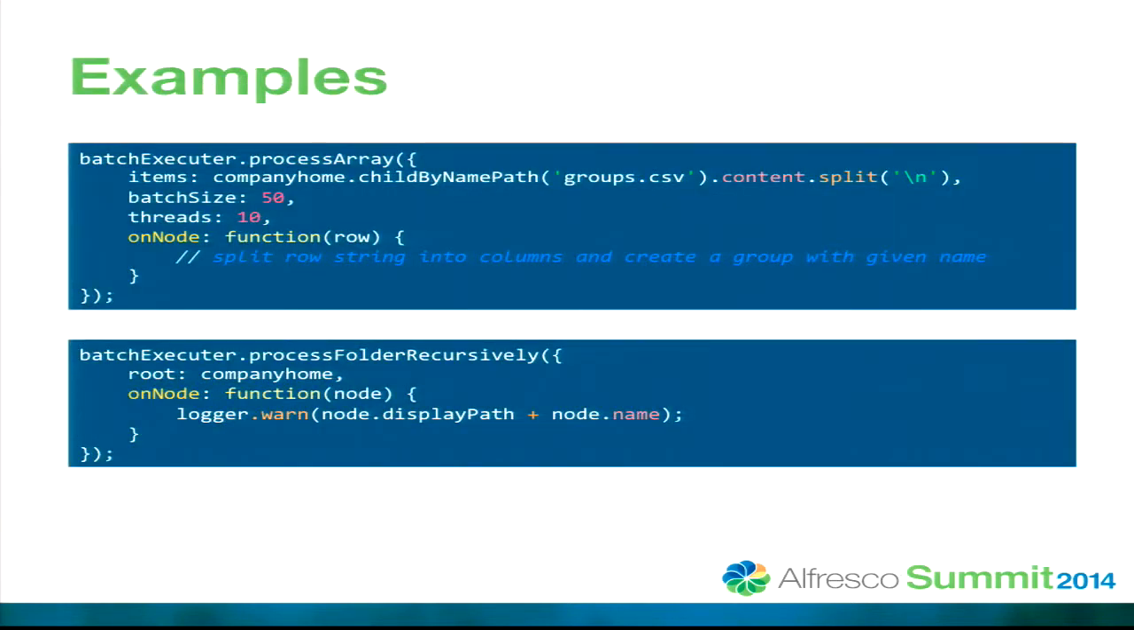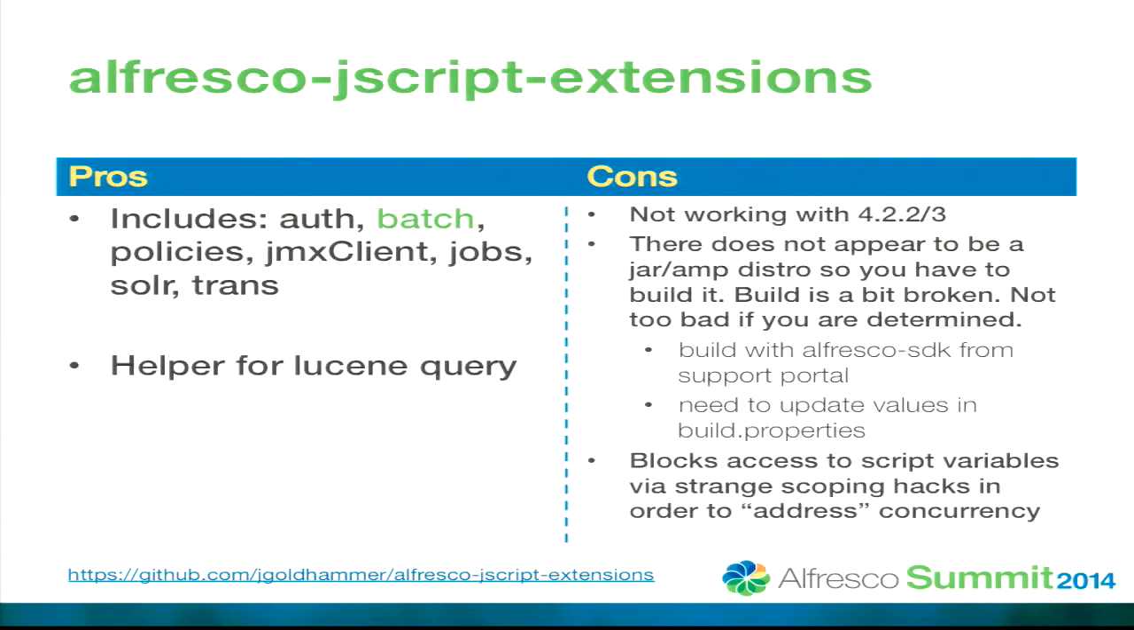Here are a couple of examples that I'm going to skip past to save a little bit of time. The alfresco-jscript-extensions have a bunch of root objects that they add to Alfresco. There's auth for being able to run scripts as different users. There's batch, which is for batch processing. There's policies, which allows you to enable and disable versioning and auditing and other things. There's a JMX client. I think Alfresco 4.2 actually has an out-of-the-box JMX client now. There's jobs for looking at jobs. There's some Solr stuff. And then there's transaction control.